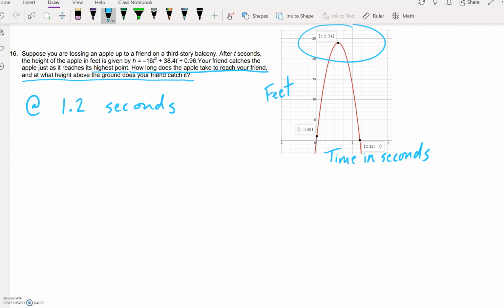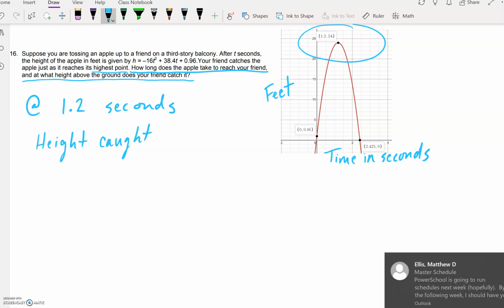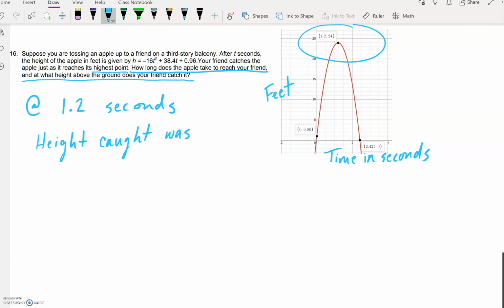The friend caught the ball at a height. So height caught, and you can see that was 24 feet. Height caught was 24 feet.